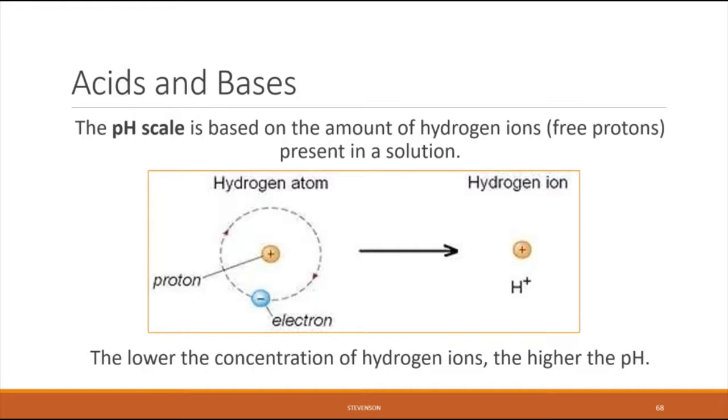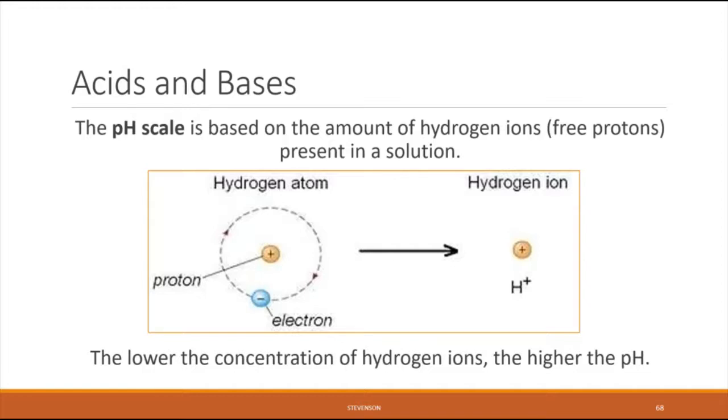So recall that an ion is an atom that has either gained or lost electrons. But hydrogen, being the smallest element on the periodic table, is only composed of a single proton in its nucleus and a single electron in its orbital. When it loses that electron and it becomes an ion, all that remains is a single free proton. And therefore, a hydrogen ion is the same thing as a proton.